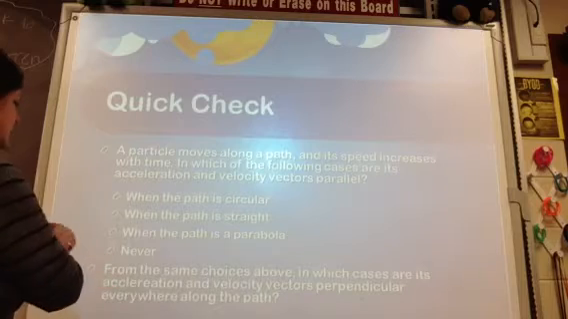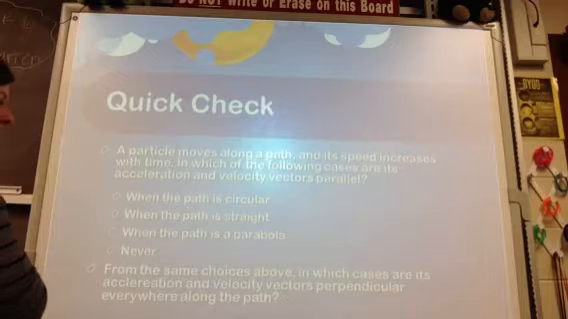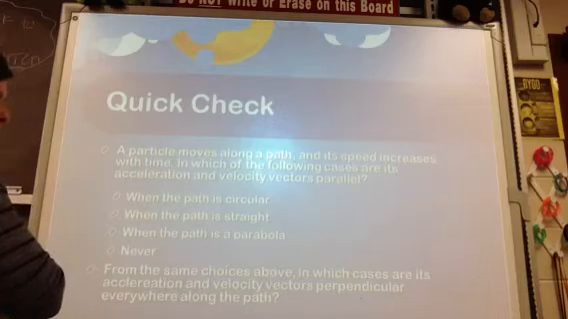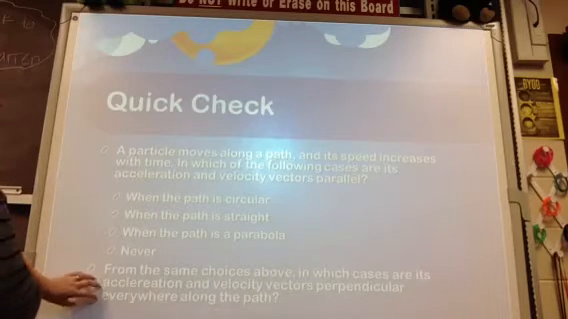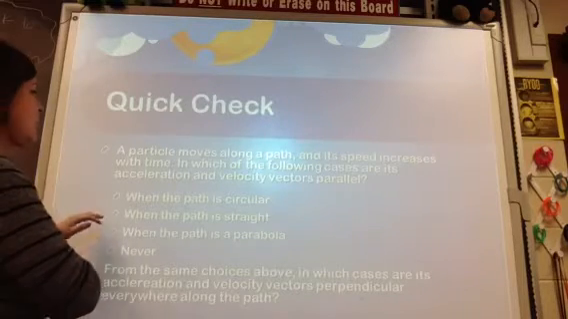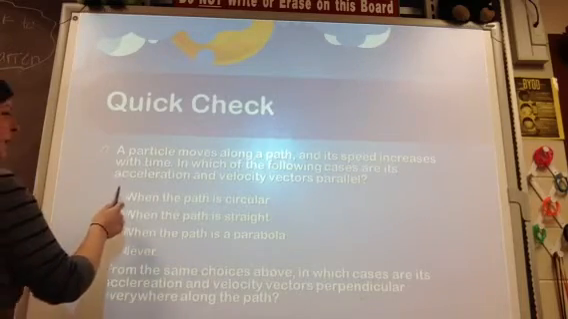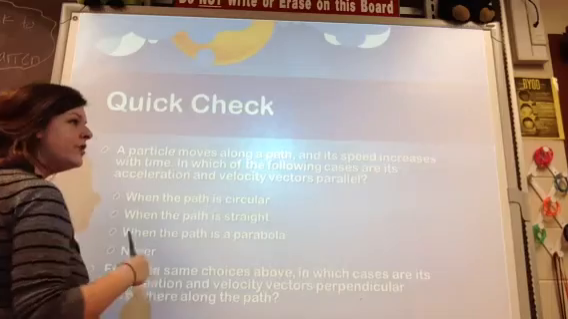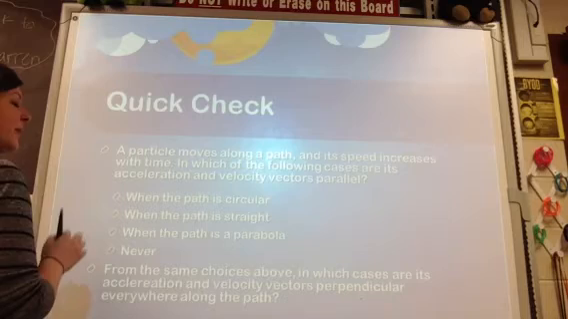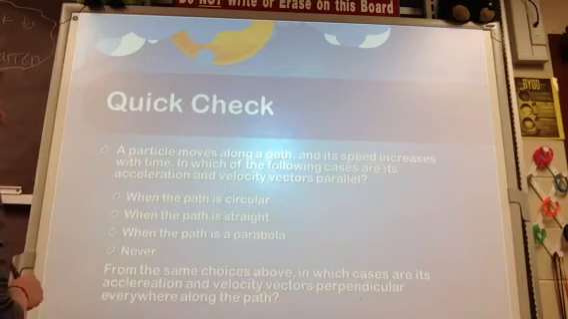But the next question says, from the same choices above, in which cases are its acceleration and velocity vectors perpendicular everywhere along the path? The key word in this question is everywhere along the path. And I think that most people said when the path is circular. I would agree with you if they'd said that when the path is circular, moving at uniform constant speed. But that is not true if that path is circular and that speed is increasing.